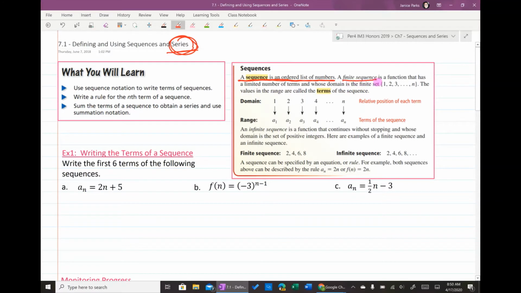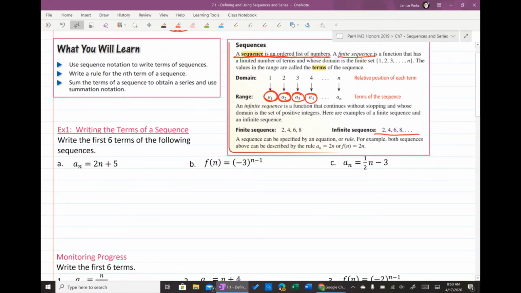There's a finite sequence, which is one that ends, and then there's an infinite sequence, which goes on and on forever. A1 would be the first term, A2 is the second term, A3 is the third term, A4 is the fourth term. Usually that's the case. On occasion, they like to start the sequence at A0 for some reason, and A0 will then be considered the first term. And then you would just go on from there.